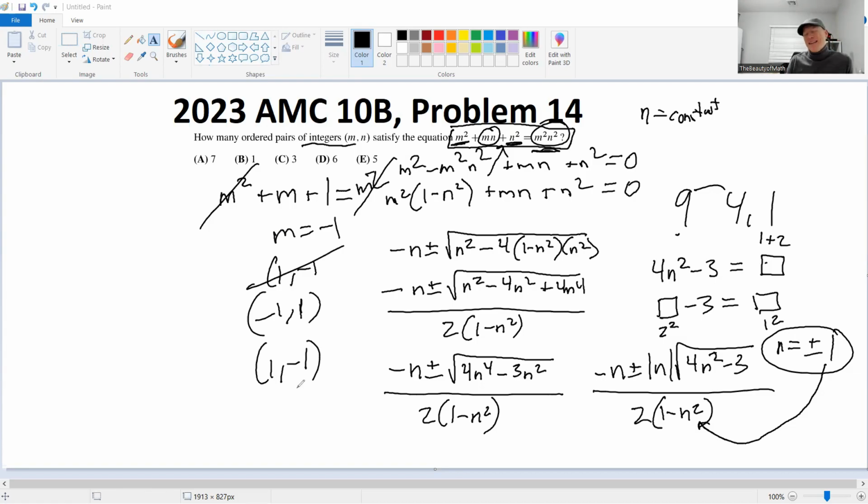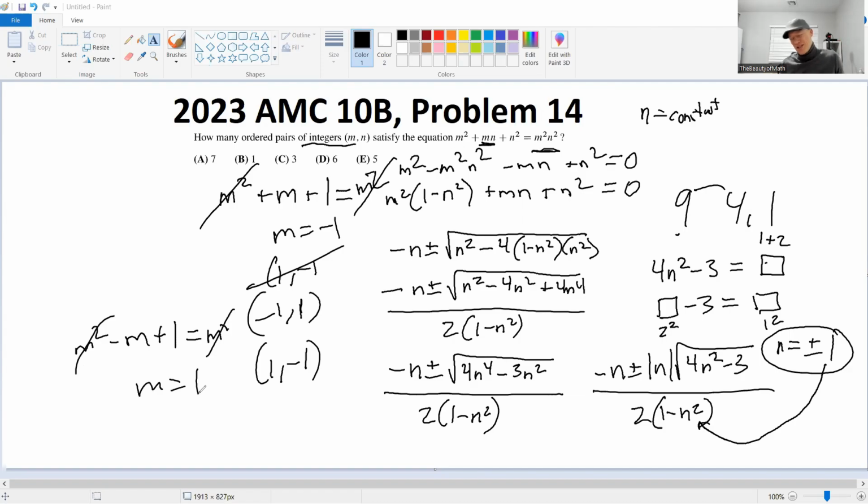And if you didn't think of that, that's fine. It's not that much time to come over here and actually plug in negative 1 for n. And that's going to give you m squared minus m, because it's negative 1 times m, plus 1 equals negative 1 squared is 1 times m squared. The m squareds cancel, and now you will get m equals positive 1. So it's really not that big of a deal if you didn't think about the symmetric aspect. But that's only going to give us those two.